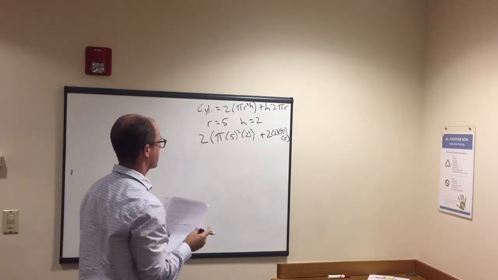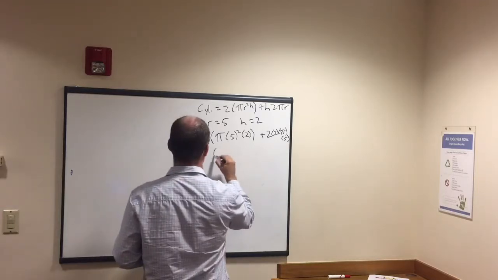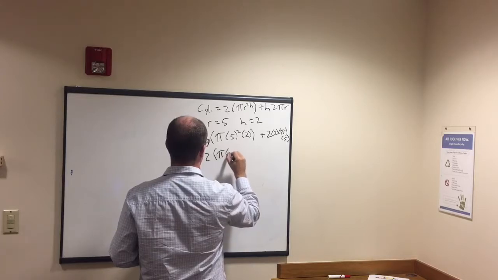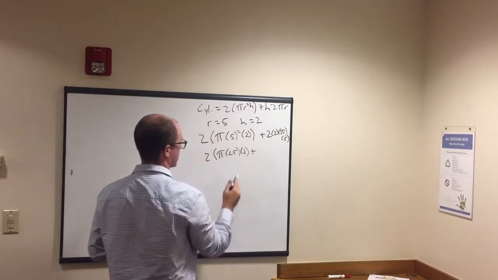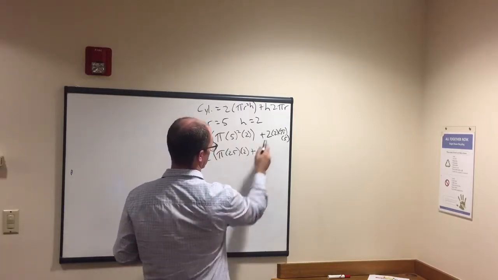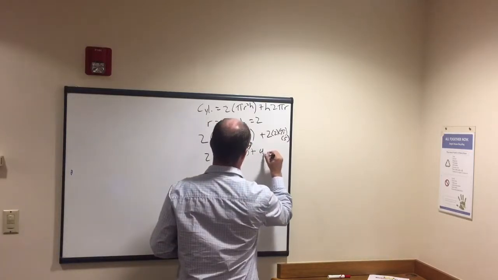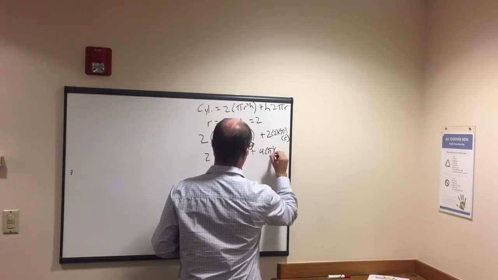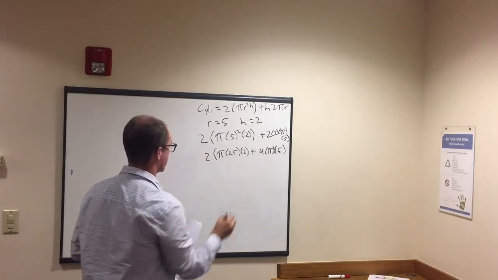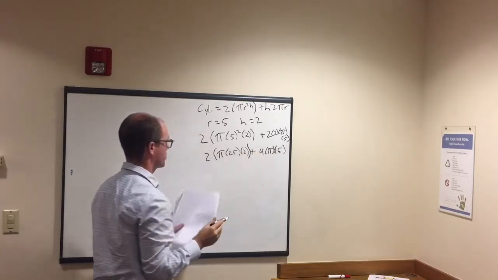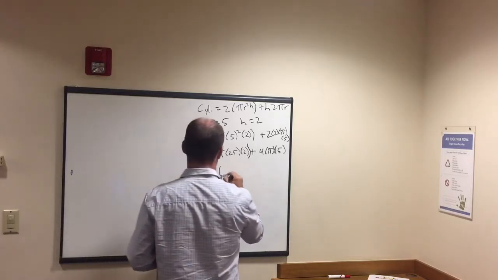Now let's see if we can clean this up a little bit. We have 5 squared makes 25. Everybody agree with that? 5 squared makes 25. So we have 2 times pi times 25 times 2 plus, here we have 2 times 2 is 4. So we'll just say 4 times pi times 5. Now let's see if we can get this cleared up a little more. 25 times 2 is 50. So now we have 50 pi here.